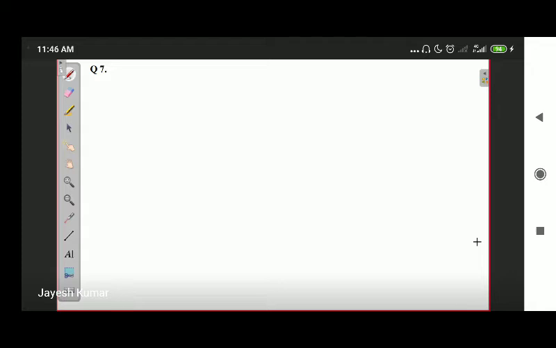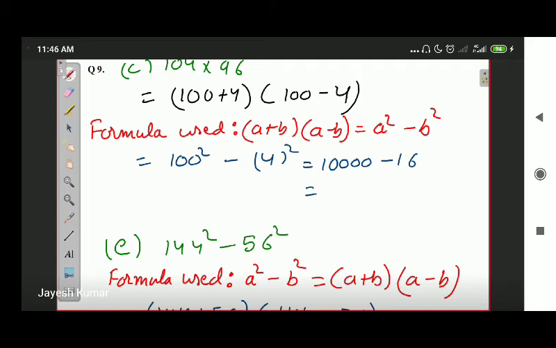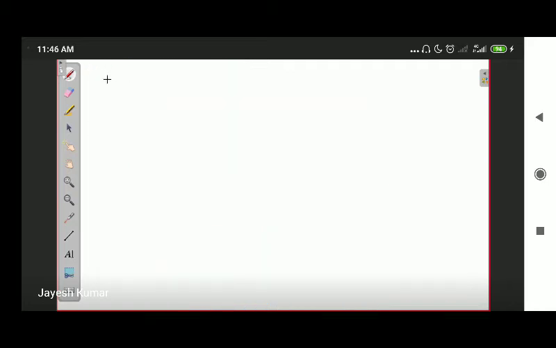Now we'll start with question number 7. Question number 7 once again contains four parts. I will explain two of these parts to you. But before starting question number 7, let us revise the formulas. First of all, let's review the formulas that we have discussed so far.